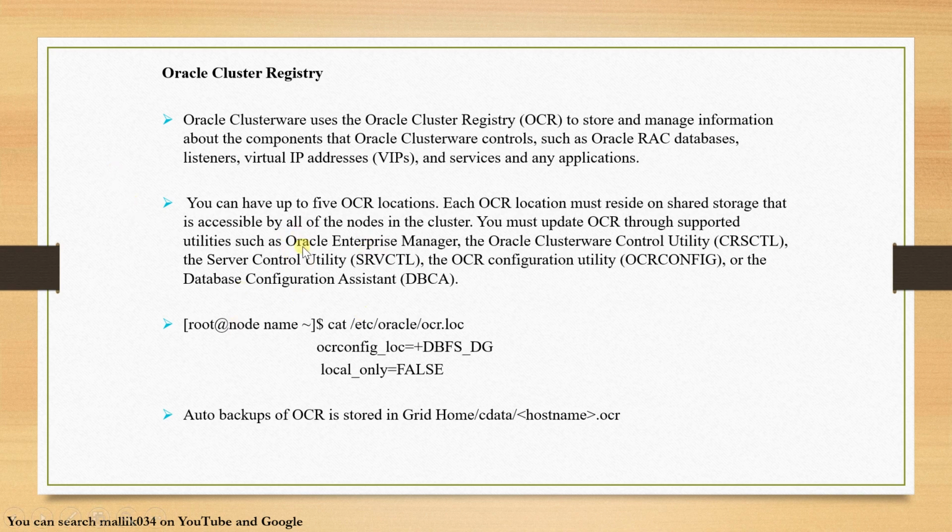And how you can manage your OCR: using the Clusterware control utility, the srvctl utility, the ocrconfig utility, or DBCA. With any of these utilities you can manage your OCR. And how to check your OCR: it will be /etc/oracle/ocr.loc. If you check this, it will say what your OCR location is. And OCR will be automatically backed up inside grid home cdata and hostname.ocr. Automatically backed up every 4 hours, every day and weekly. So it has many backup strategies, everything is automated.